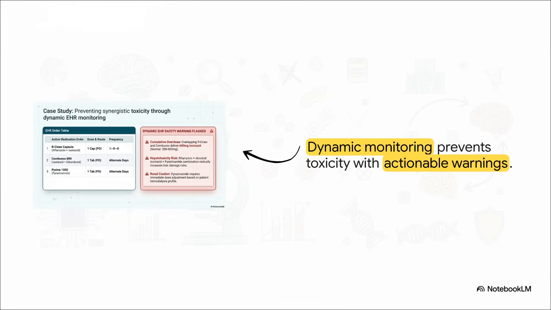Let's look at a quick case study of dynamic EHR monitoring to see this in action. Here, the model isn't generating text, it's actively cross-referencing live medication orders. In this specific example, a patient is prescribed Arsenex and Combinex.